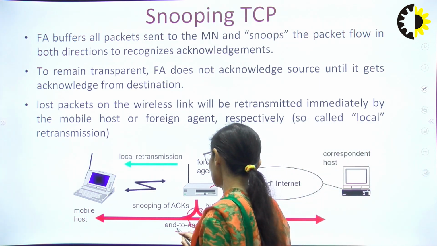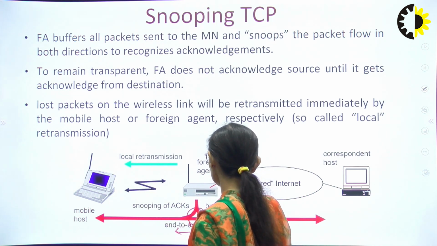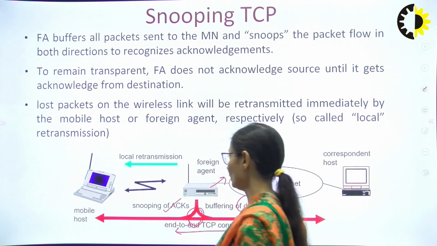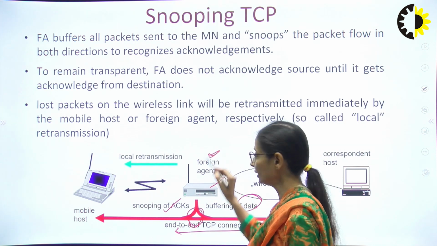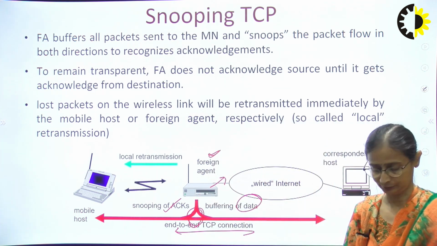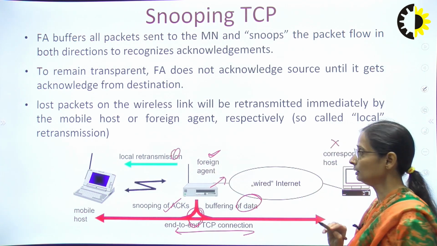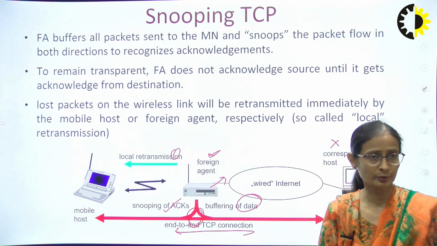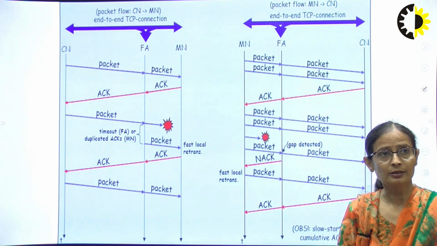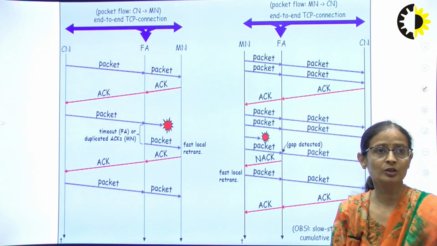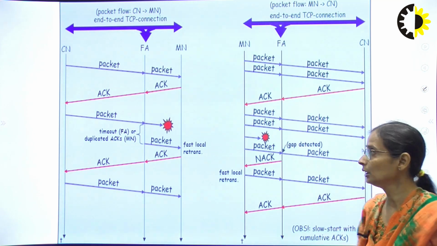The end-to-end TCP connection has been maintained. Here, the foreign agent is basically buffering the data and snooping for ACK. And the local retransmission is being done at the FA end only. This retransmission is not being done by the correspondent host or correspondent node. This is basically what is happening when the communication is from CN to MN, and how the end-to-end TCP connection has been maintained.